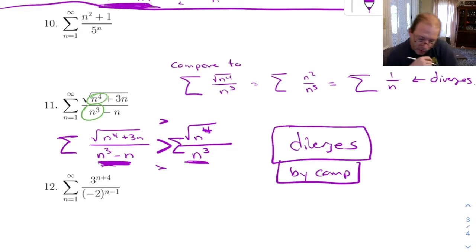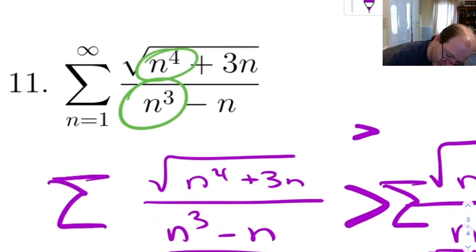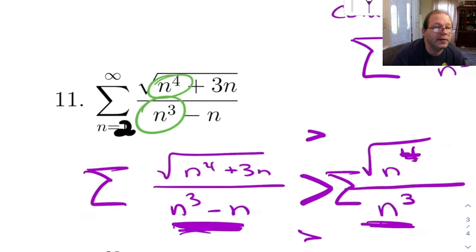Now, I just noticed there's one problem with this example. I was a little sloppy when I wrote it. On this one, if n equals 1, the denominator is 0. I probably should have written this problem starting at 2, just to avoid that.